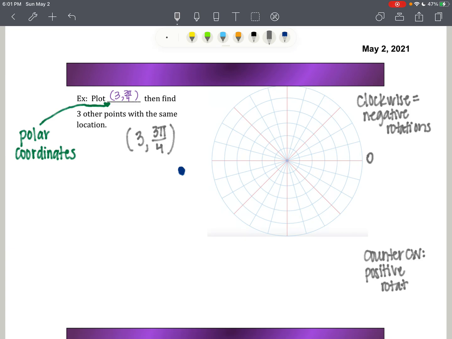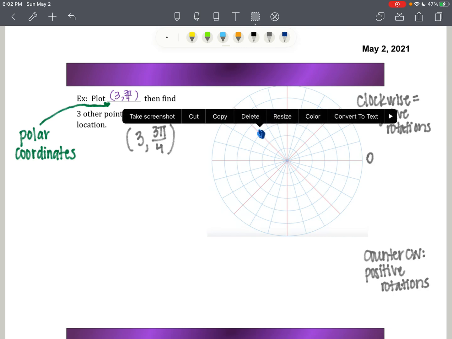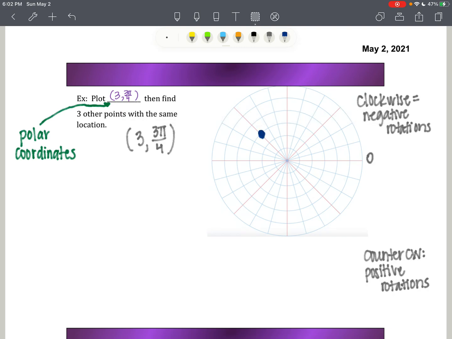Now, what's a little bit different here is that we're going to be starting our rotations from the x-axis. Sometimes we're going to start those rotations from the positive x-axis and sometimes from the negative. So you'll understand once we find our location and we find 3 other points with that same location. So we go right 1, 2, 3 to the third circle because our directed distance is positive 3. And then we have to turn a rotation of positive 3π/4. So 1π/4, 2π/4, 3π/4. And that's the location of our point (3, 3π/4).